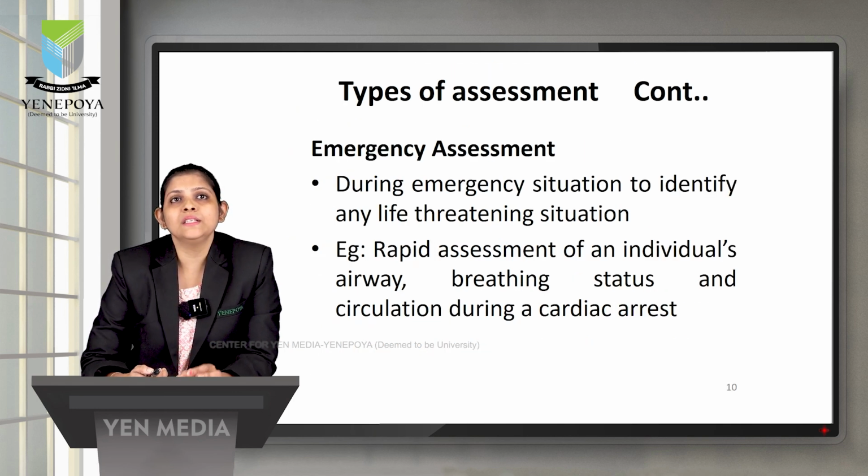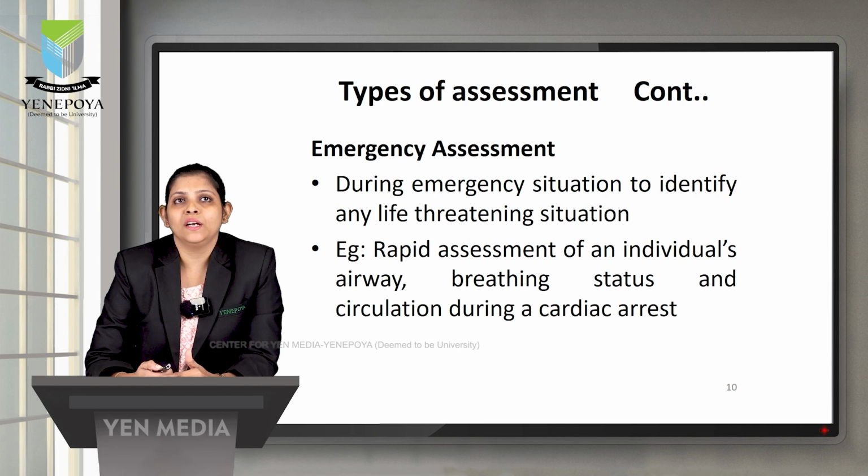So here we assess in the emergency condition in order to identify the life-threatening situation. For example, in case of cardiac arrest, so rapid assessment of individual's airway, breathing and circulation. In case of head injury, rapid assessment of hemorrhage, airway, breathing, circulation. So it is during the emergency condition.